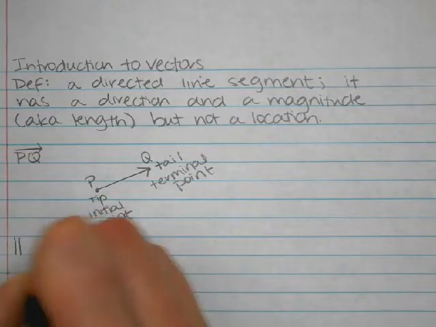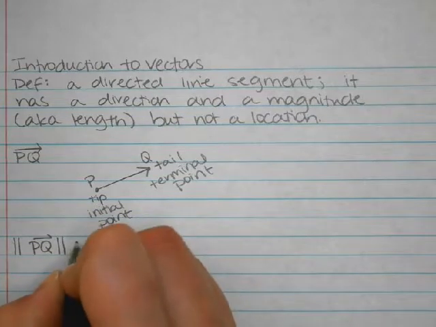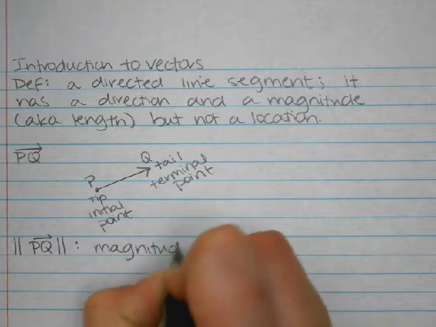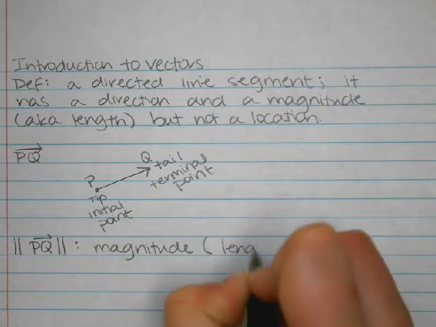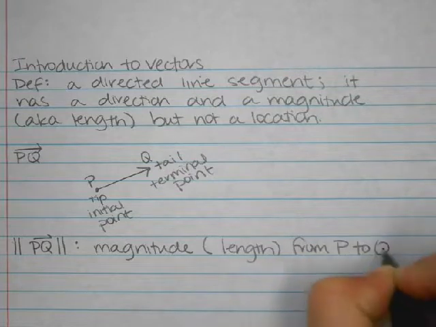Then if we put two lines, kind of like you're saying absolute value, but it's not. When you write the two lines like this, this is the magnitude, or the length, from P to Q.